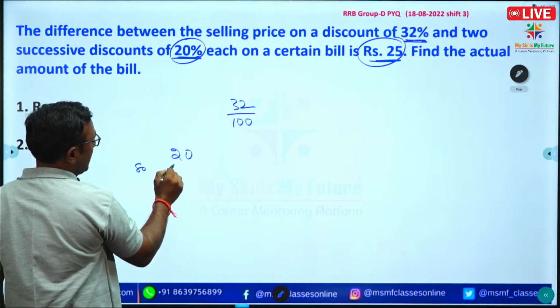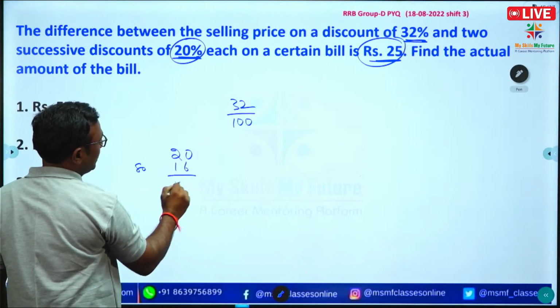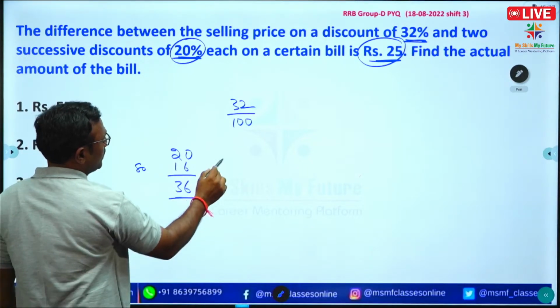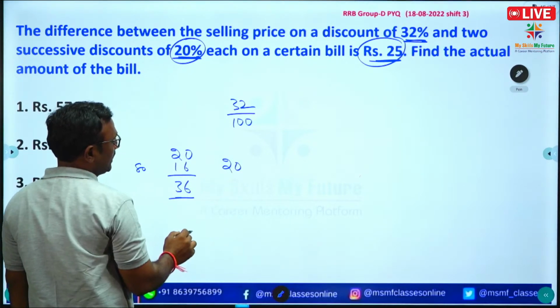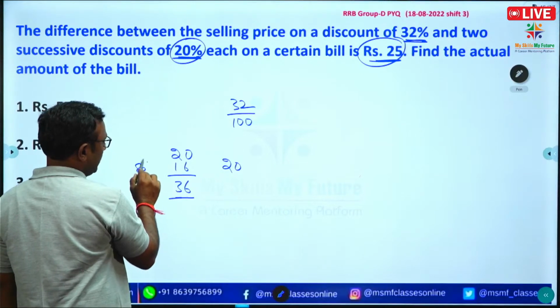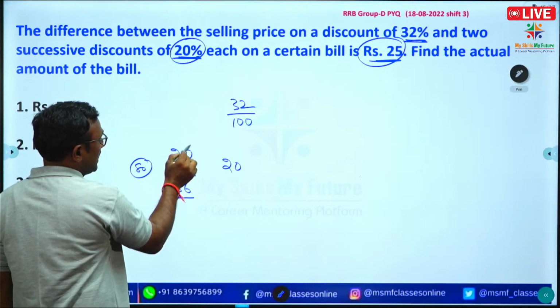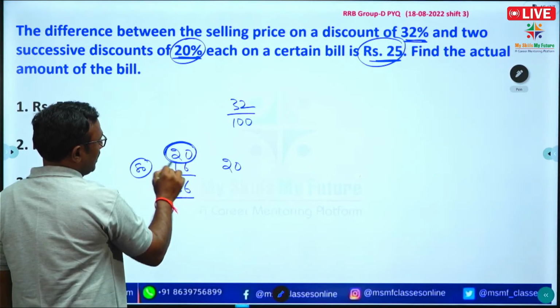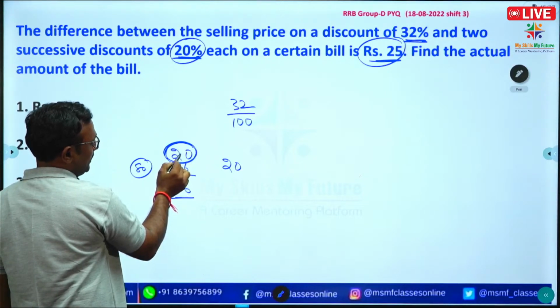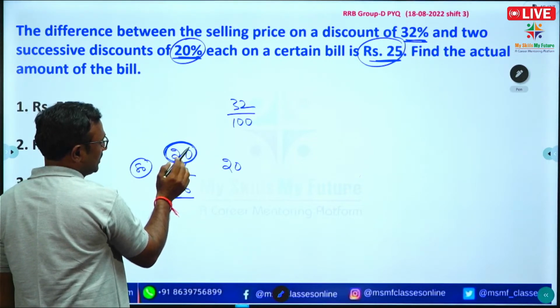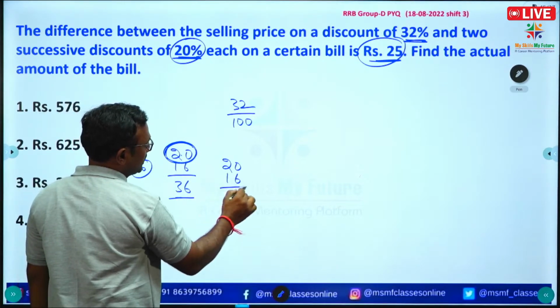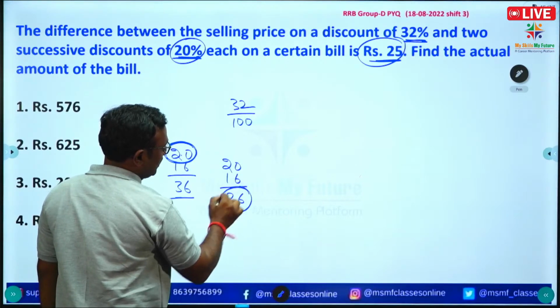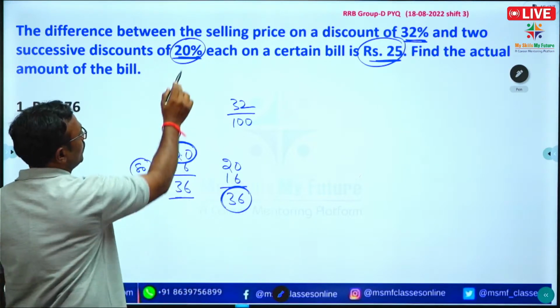Just add this 80% to this, we get 36. Okay, so the first discount is 20% and the second discount is, means successive discount means, just find the 80% of this, means subtract the 20% of 20, we get 80%. So 36% is the two successive discounts of 20%.